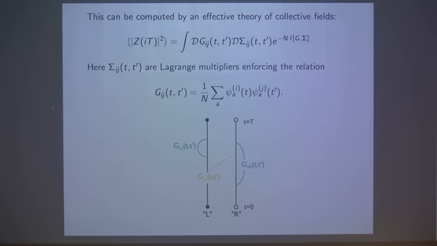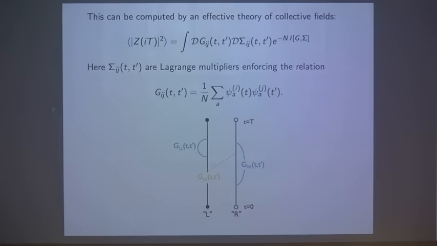So G is a bilocal field. It depends on a pair of times. It also has a pair of replica indices, I and J. So I and J can be either left or right for the 2 systems, L and R. And G is equal to an average of a bilinear of the fermions. This diagram on the bottom is supposed to sort of explain what it does.